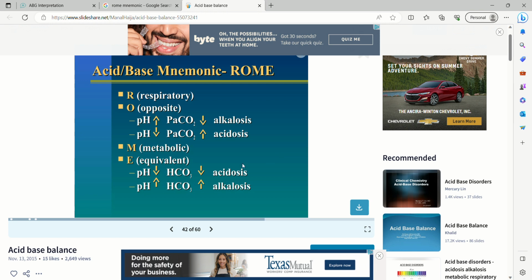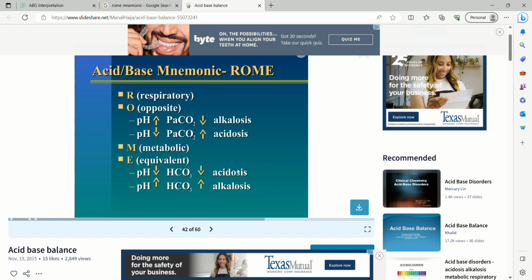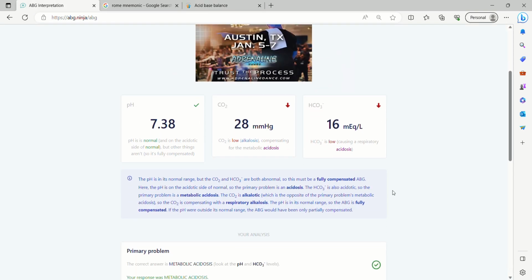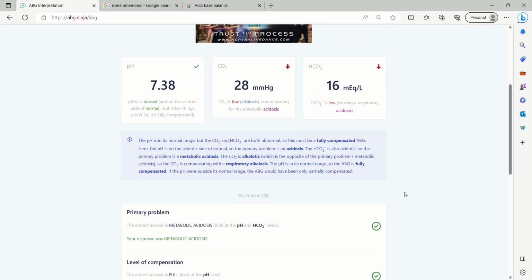Alright, so your normal numbers we're going to be looking at: 3.5 to 4.5 for your CO2, pH is 7.35 to 7.45, and bicarb is 22 to 26. I'm using the ABG Ninja website to kind of go over this and discuss it. So I had a question pull up here.